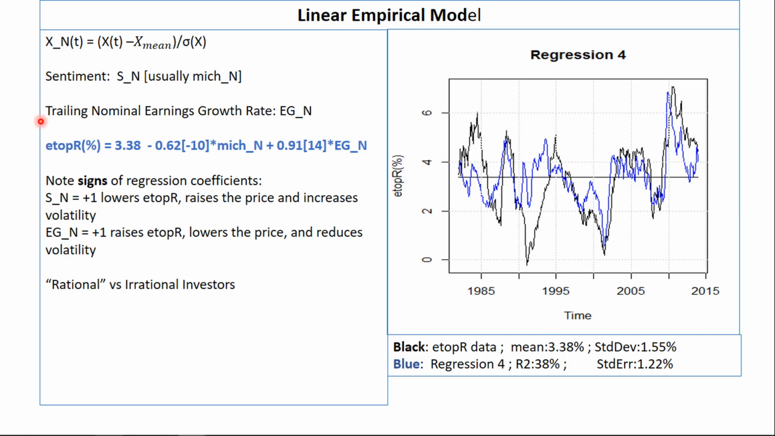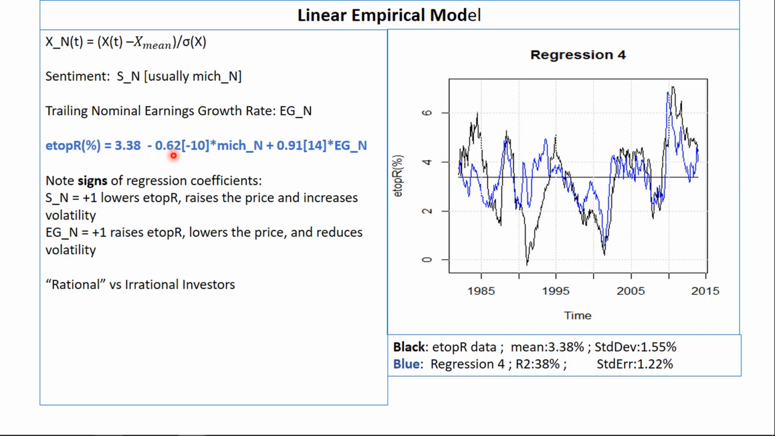If you take these two normalized variables and run them over our database, which runs from 1982 to current day, you get the following result: the earnings yield is about 3.38%, which is exactly what we talked about on the first page, the mean earnings yield. And it's minus 0.62 for Michigan, 0.91 for EGN. In the brackets, we see the t-values. If you're familiar with regression, the higher the t-value, the more significant the regressor is. We can see that they're roughly comparable in effect, and that they have opposite signs.